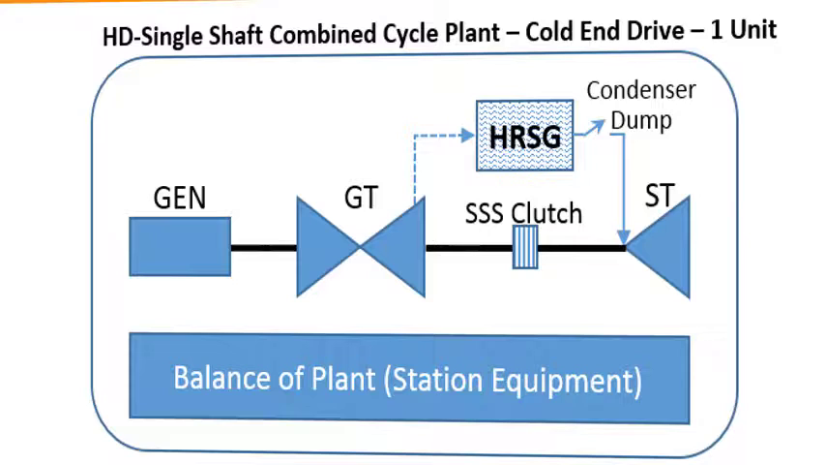The condenser dump and the triple S clutch allowed this arrangement to essentially run in a simple cycle mode of operation for a limited amount of time, providing some level of operating flexibility. Once again, a picture is better than 1,000 words. It tells me something about the equipment arrangement. Notice the cold end generator. It's one unit.